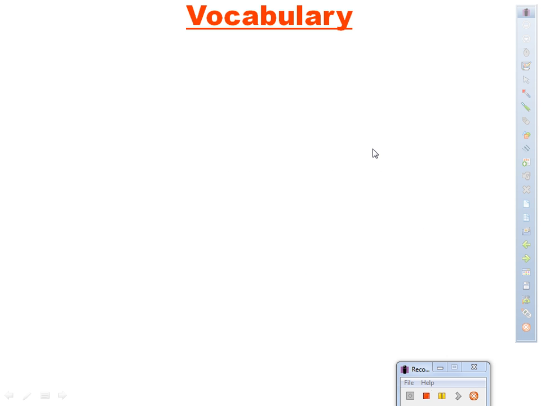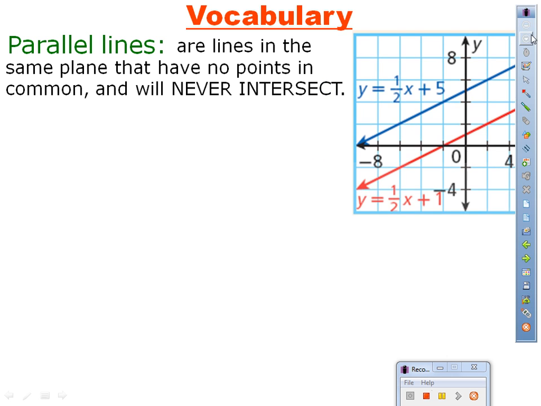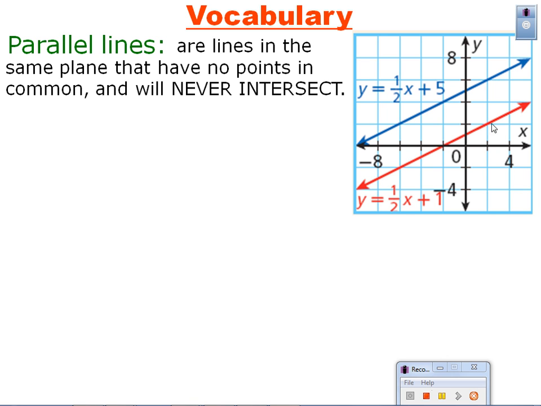Vocabulary. On the left-hand side of your Cornell notes, on the Q side, I'm going to give you a vocabulary, and on the right side, you're going to sketch this graph. You have your ruler, you have your colors, right? Here we go. On the left side, write: parallel lines are lines in the same plane that have no points in common and will never intersect. That's on the Q side. Here's a graph that you're going to sketch on the right side. There's 2 lines, one in blue, one in red.